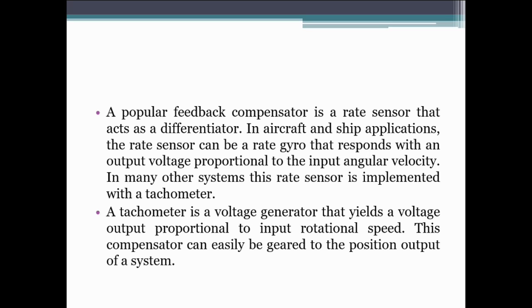The rate sensor can be a rate gyro that responds with an output voltage proportional to the input angular velocity. In many other systems, this rate sensor is implemented with a tachometer. A tachometer is an instrument for indicating speed of rotation. Usually, it is read in revolutions per minute, or RPM. This compensator can easily be geared to the position output of a system. Usually, it is put on a rotating object to measure its rotational speed.